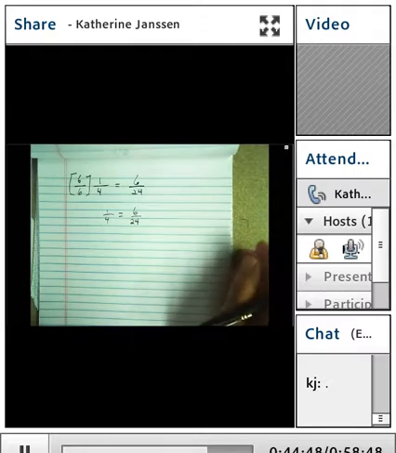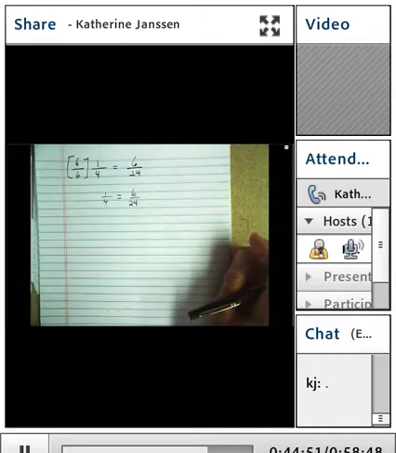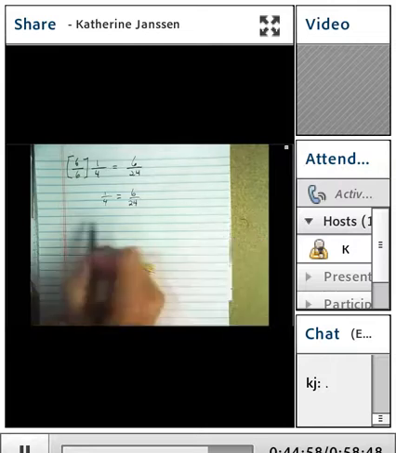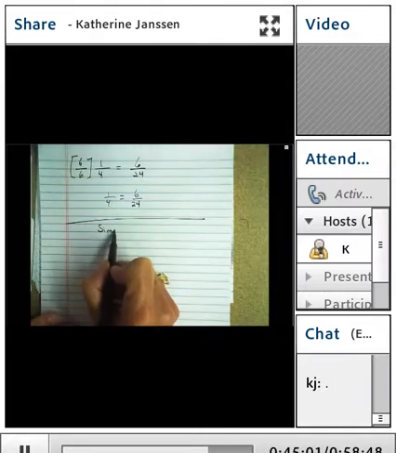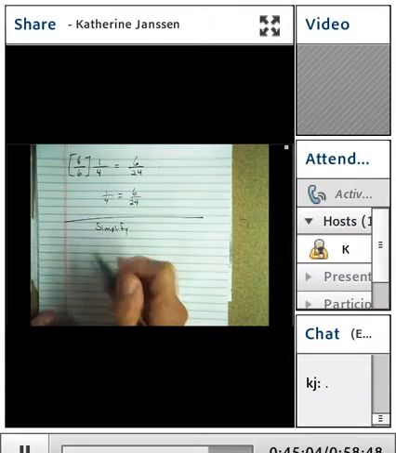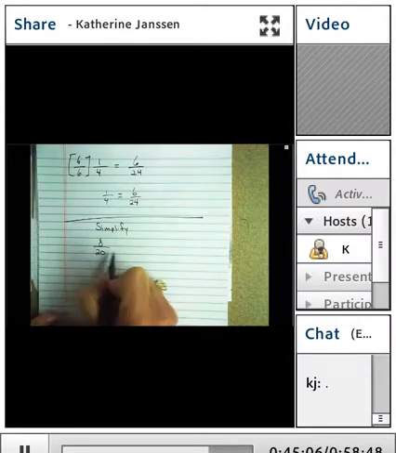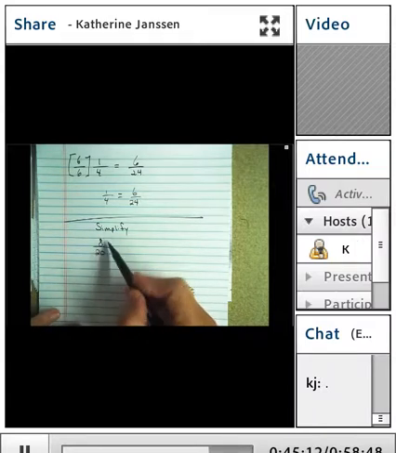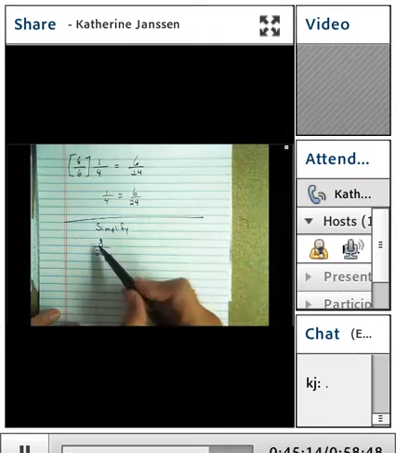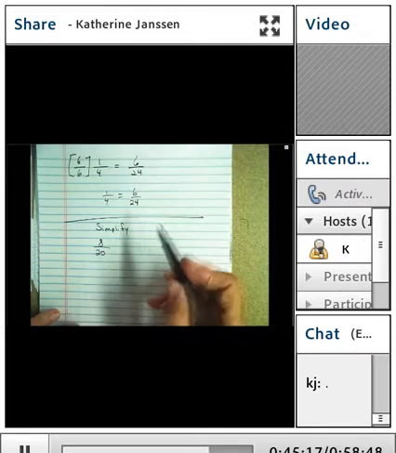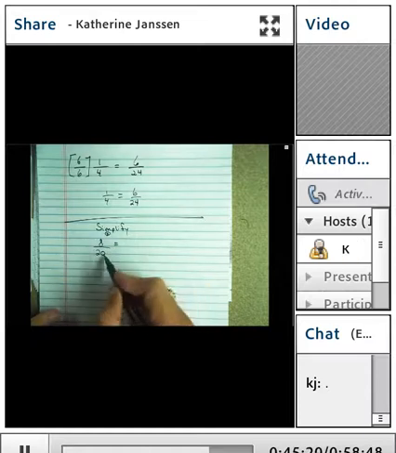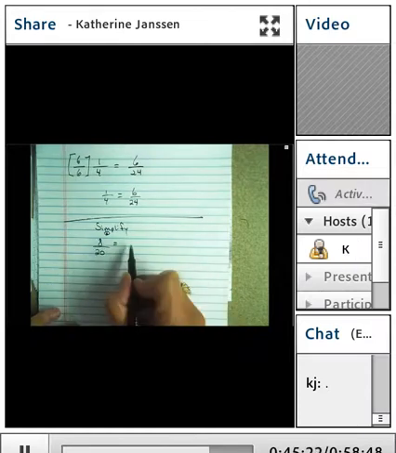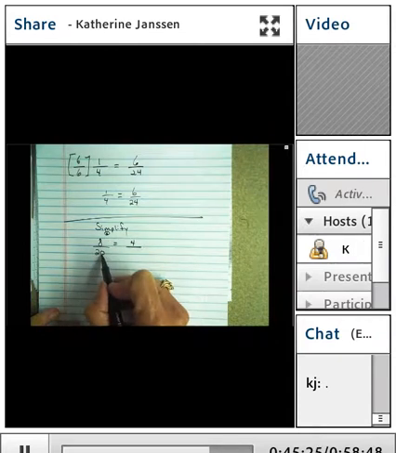We're sometimes asked to simplify because we want to look for the smallest numerator and the smallest denominator. That is, the numerator and the denominator have no common factors other than 1. So to simplify 8/20, I want to look for a common factor. Both are even, so I can divide the numerator and the denominator by 2. 2 goes into 8 4 times, and 2 goes into 20 10 times.